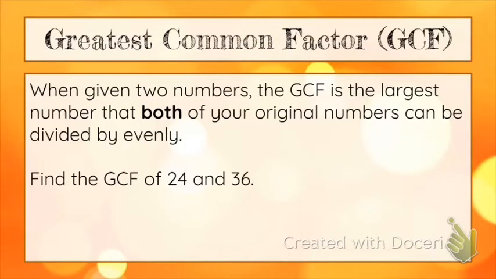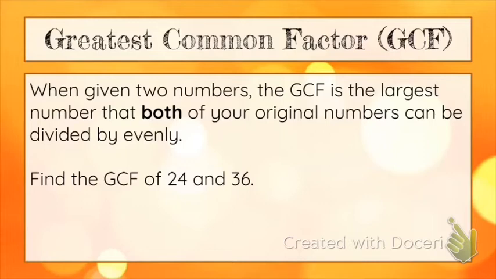Before we get into quadratics, let's review what a greatest common factor is. You probably learned about greatest common factors when you learned how to convert fractions. So we want to find the greatest common factor of 24 and 36. So first of all, let's remember what is a greatest common factor. Given two numbers, the greatest common factor is the largest number that both of your original numbers can be divided by evenly. Okay?